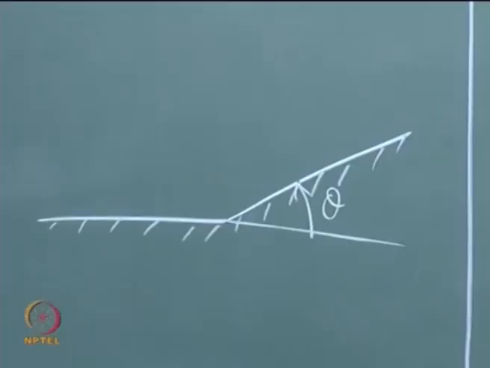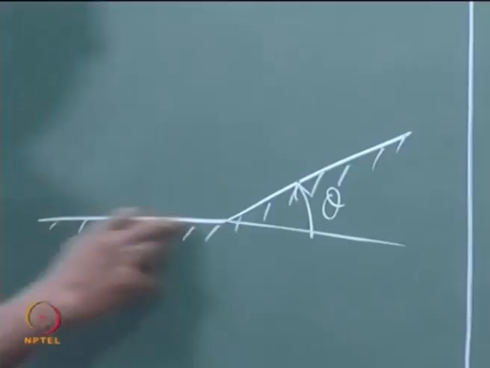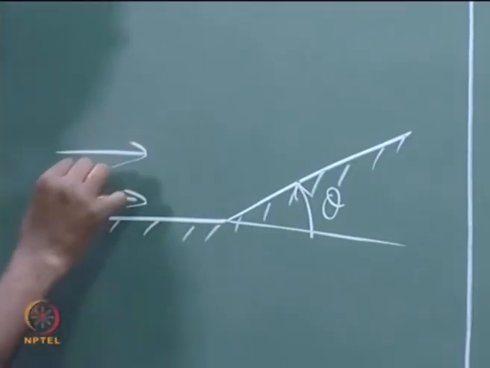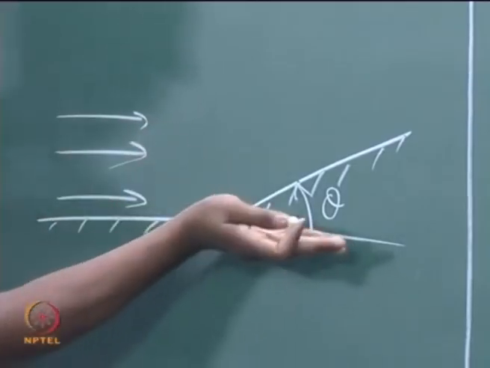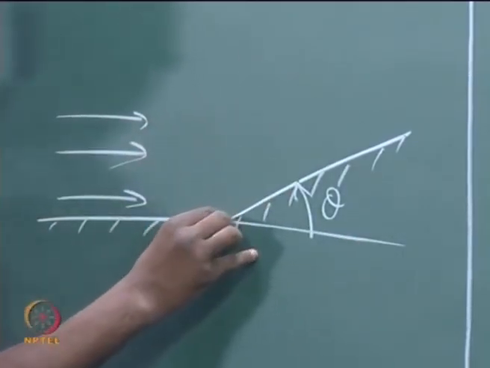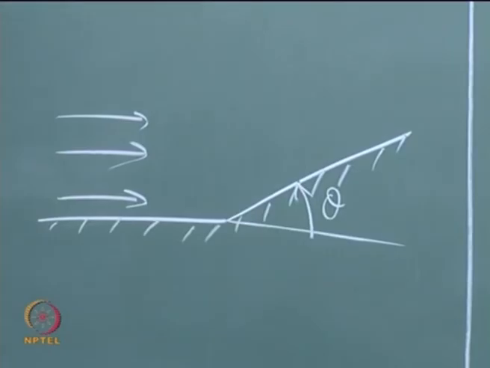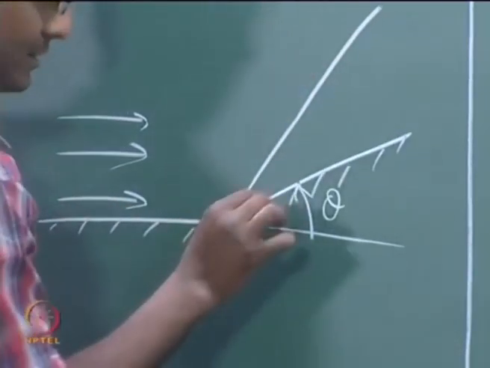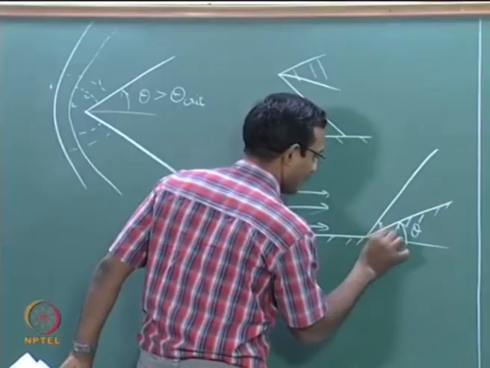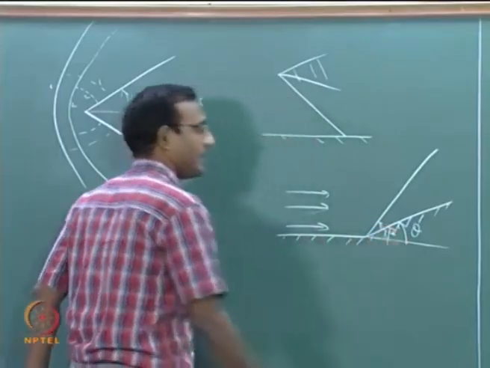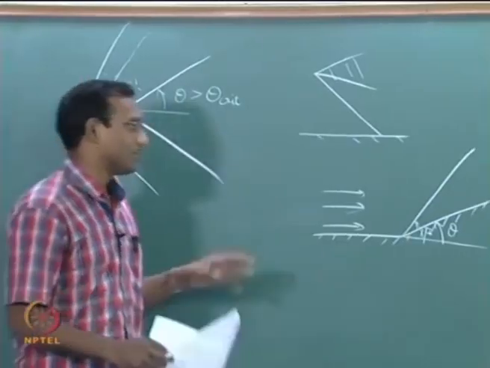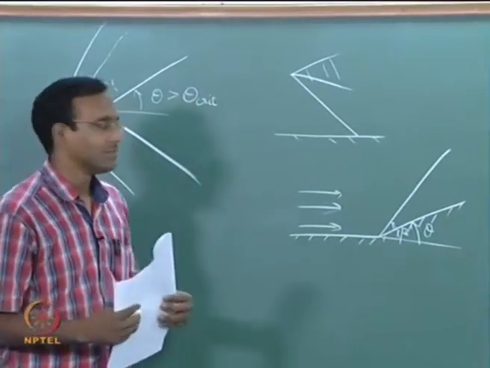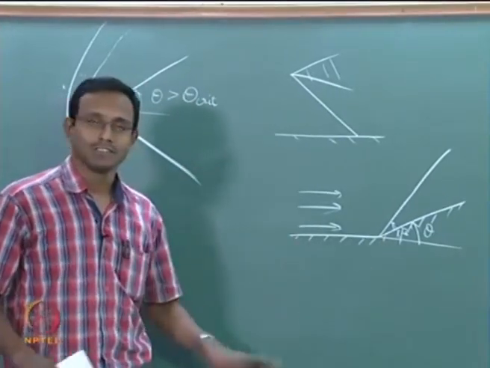oblique shock picture. If there is a flow this way and I have a deflection of theta, and I am assuming it is an attached oblique shock right now, and it is going like this, and I am going to give an angle for this, beta. This is the basic oblique shock picture we have been thinking about all the time. Just remember this always.